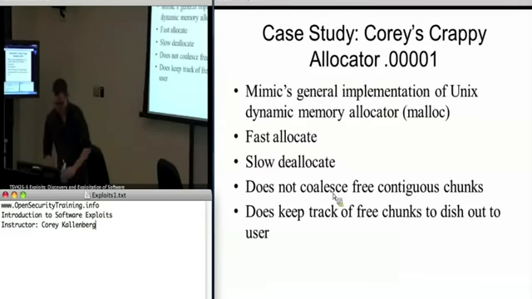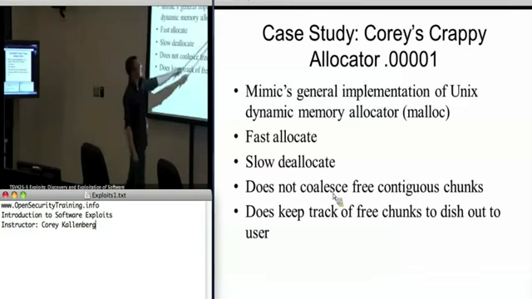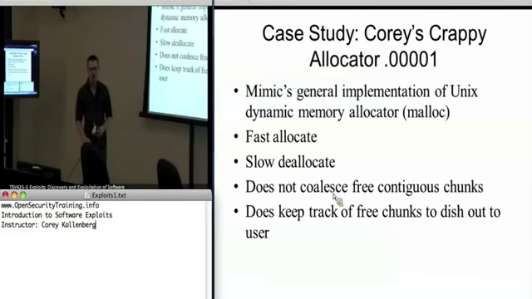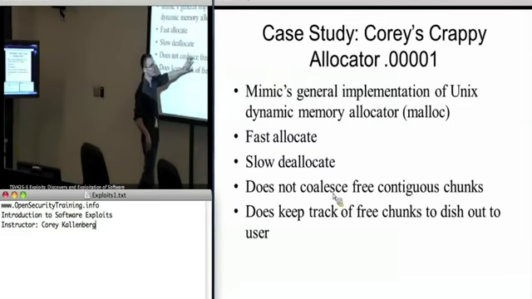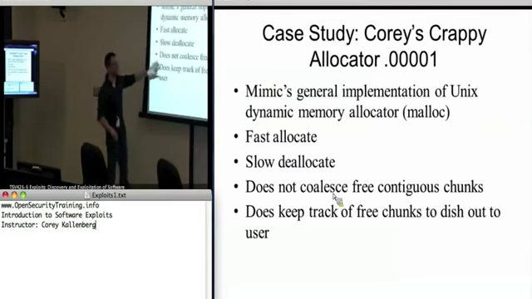A couple properties of Corey's crappy allocator. It mimics the general Linux implementation of malloc, so I'm not totally coming out of left field with this thing. It is comparable to the real deal out there, just a simplified version. It allocates things quickly, it's fast on allocate, and slow on deallocate. We'll see why. It does not try to coalesce anything, basically because I was way too lazy to program the linked list black magic voodoo involved with coalescing the free chunks.